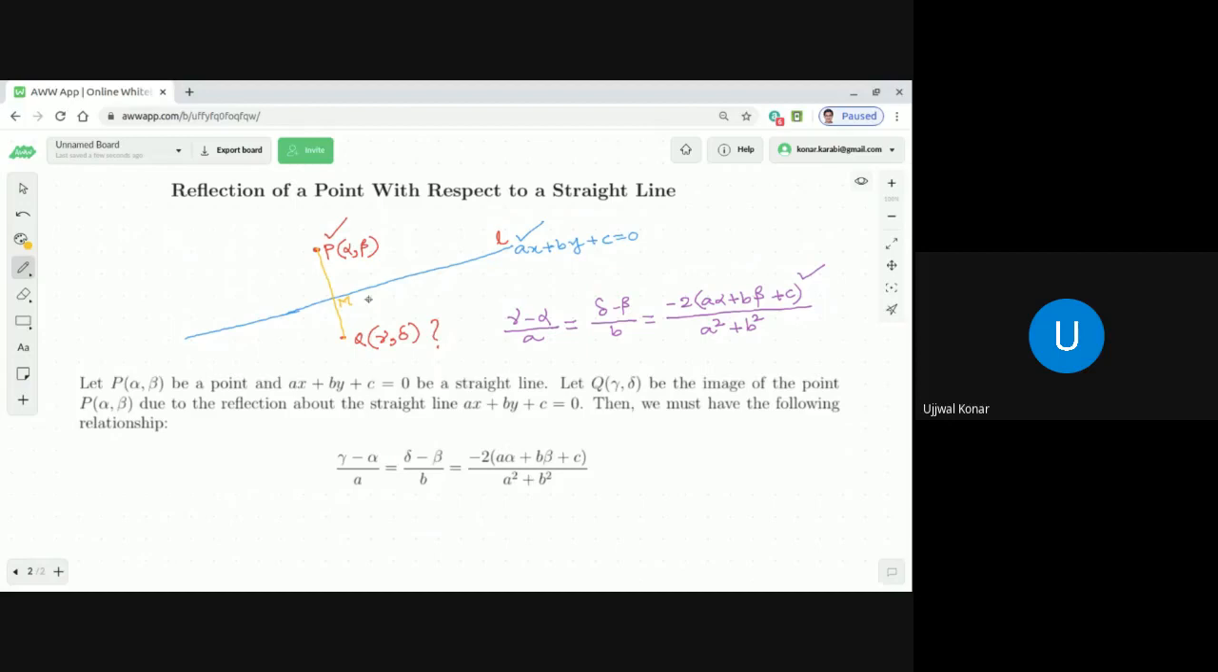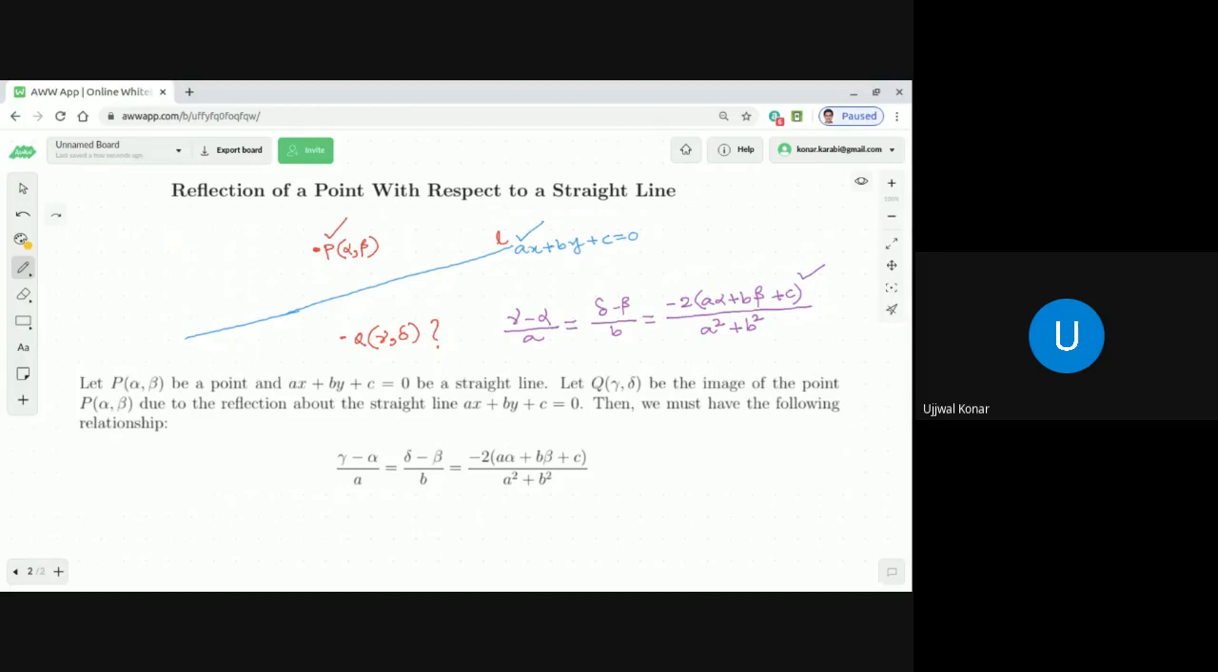All these things you need to do. And then by solving big equations, you need to find the value of gamma and delta, which is not at all efficient. I'm not saying that you cannot do it. You can do it, but it will not be an efficient method. What is the efficient method? The efficient method is (gamma minus alpha)/A is equal to (delta minus beta)/B is equal to minus 2 into (A alpha plus B beta plus C)/(A square plus B square).